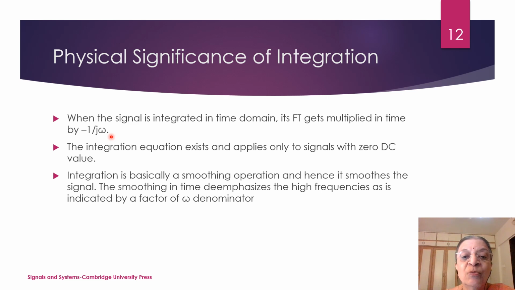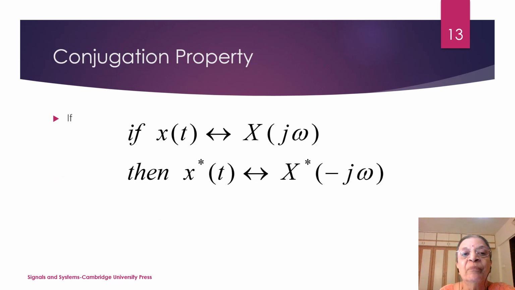Integration is basically a smoothing operation and it smoothes the signal. The smoothing in time de-emphasizes the high frequencies, as indicated by the factor omega in the denominator. In case of differentiation, the high frequencies are enhanced and low frequencies are reduced. But in case of integration, the high frequencies are reduced, they are de-emphasized. This is the significance of the integration property.